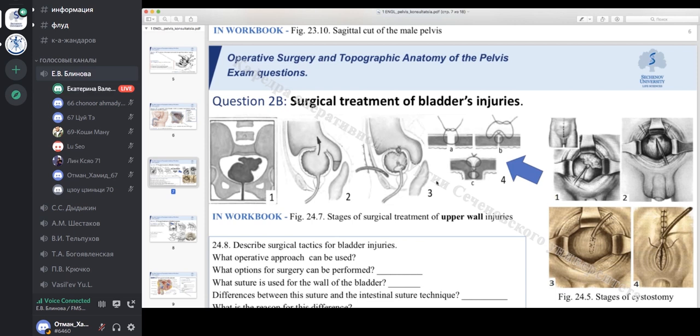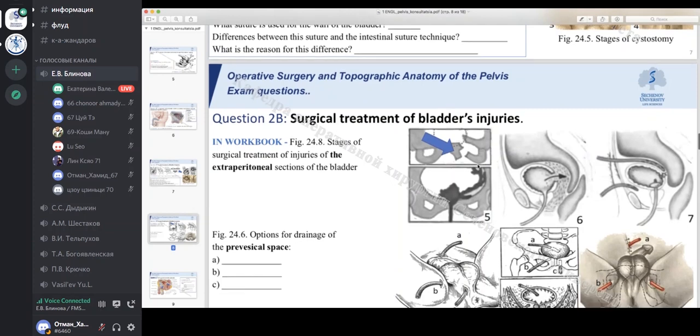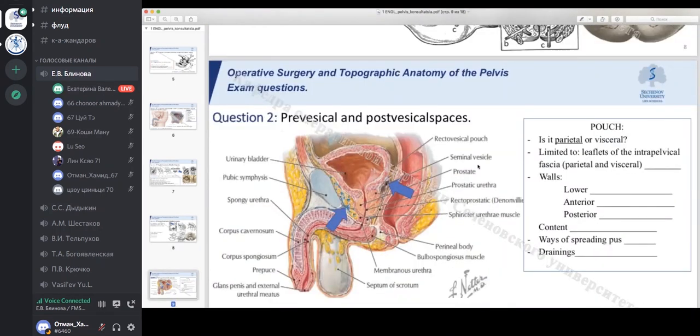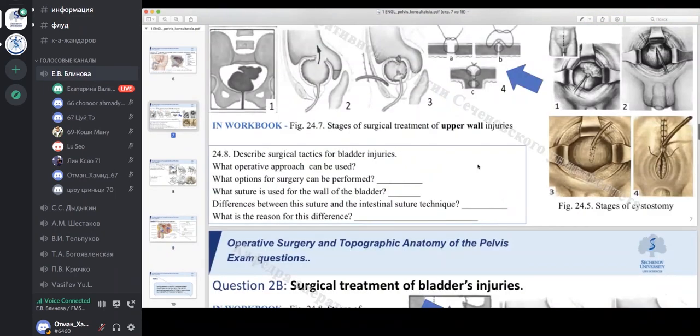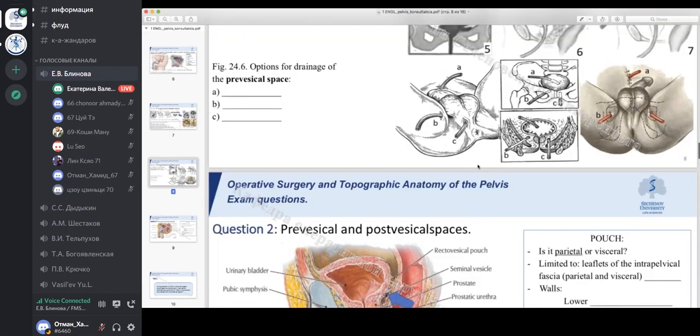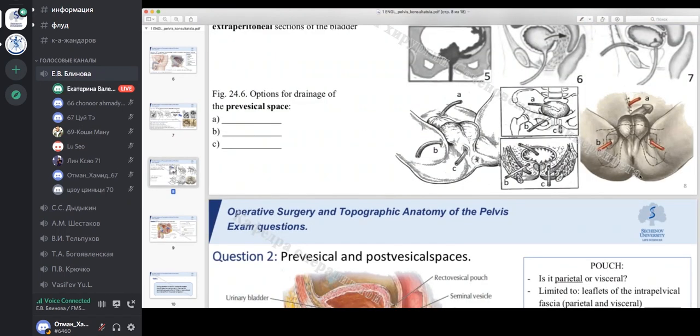You can use two-row suturing. The first row should be penetrating, the second non-penetrating. Or you can use an interrupted penetrating suture and second a Lembert suture, or you can use a continuous suture. It depends on the size of the urinary bladder wound. Also you should drain the spaces of the pelvic cavity, because the urine goes to the visceral and parietal spaces, and also you should drain the abdominal cavity, because the urine also goes to the abdominal cavity. It is obligatory.